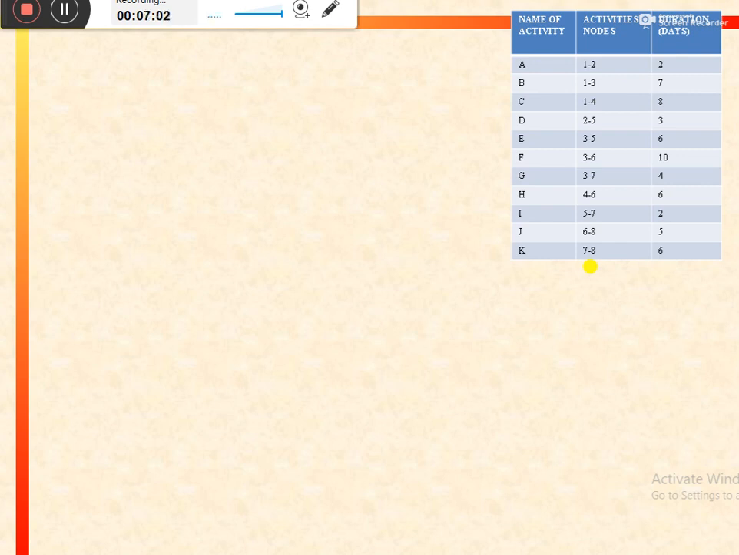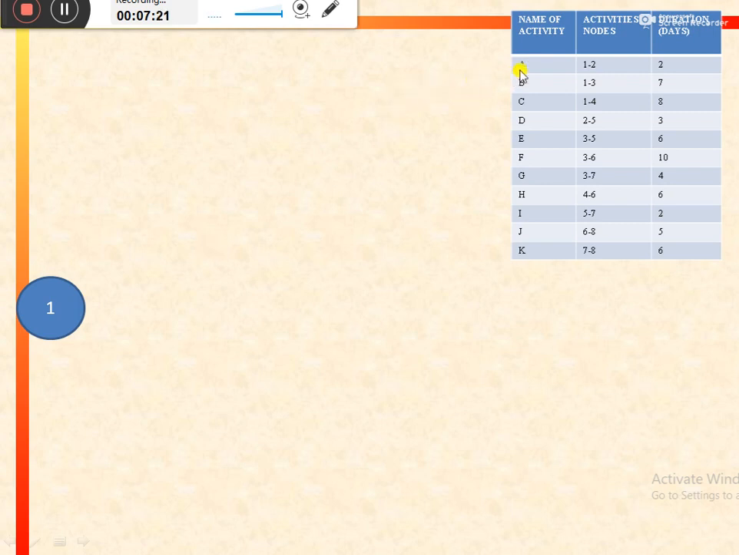So with the help of this information we will draw the network for this project. First of all, we need to start with node 1. So let's suppose that this circle denotes node 1 of the project.